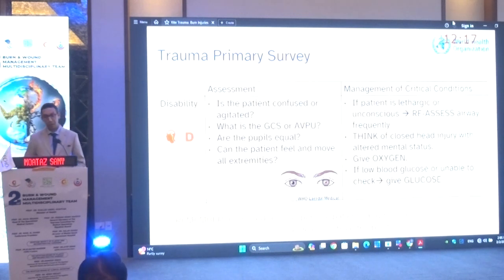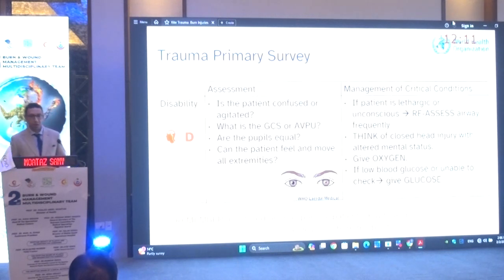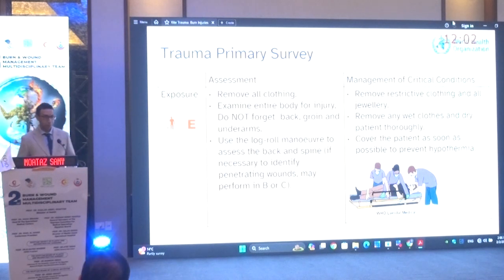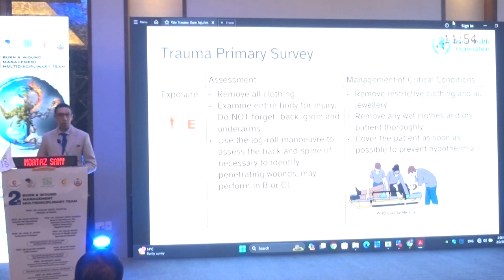Regarding disability, we note the consciousness of the patient, GCS or AVPU. We check the pupils and check random blood sugar. Regarding exposure, we expose the patient completely. We remove any tight clothes and jewelry. We remove any wet clothes. We avoid hypothermia and keep the patient dry and warm.